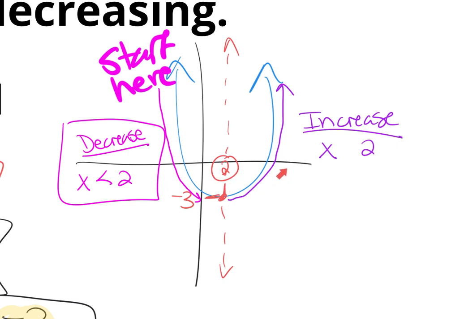To the right. Are those numbers bigger or smaller? Bigger. So what would we say? Yes, bingo. All right, so when I'm describing this function, it decreases when x is less than 2 and increases when x is greater than 2. All right? Let's do another one.